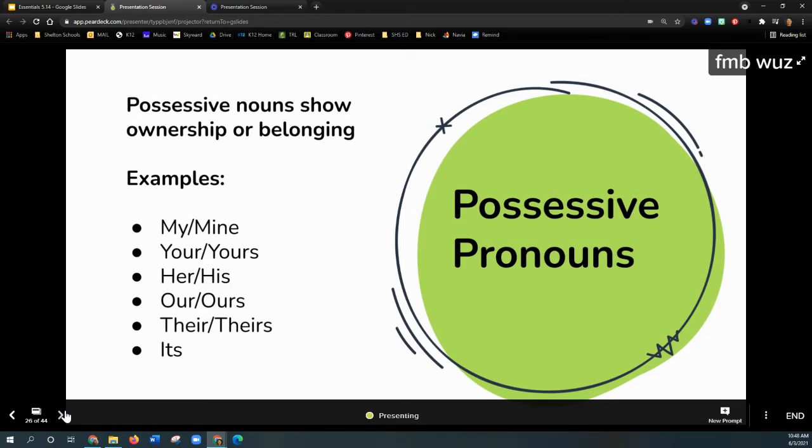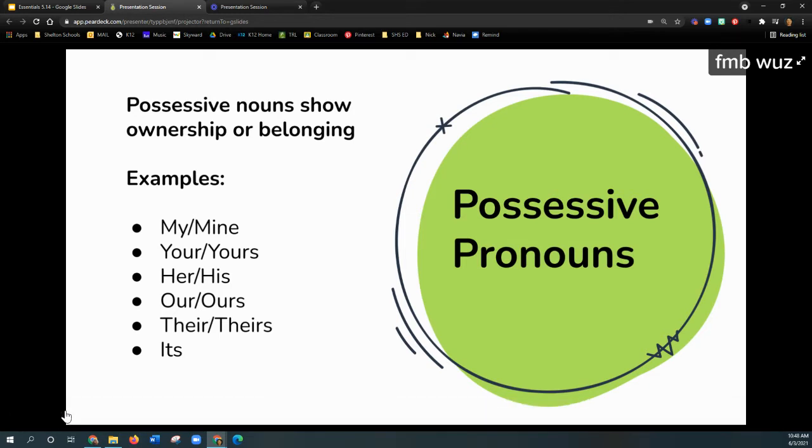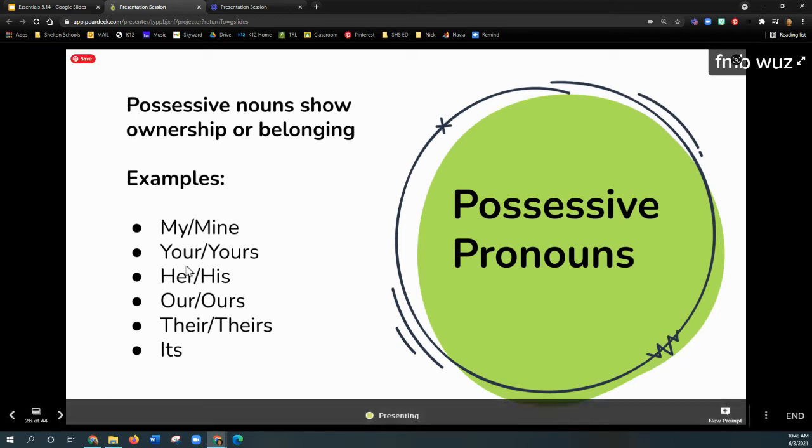So let's bring this up one more time. Possessive nouns, they show ownership or belonging. A lot of the examples that we were working with were actually possessive pronouns. So some examples are like my, mine, your, yours, her, his, our, ours, their, theirs, its. Notice this its is not a contraction, so we don't use that apostrophe. None of these have an apostrophe.